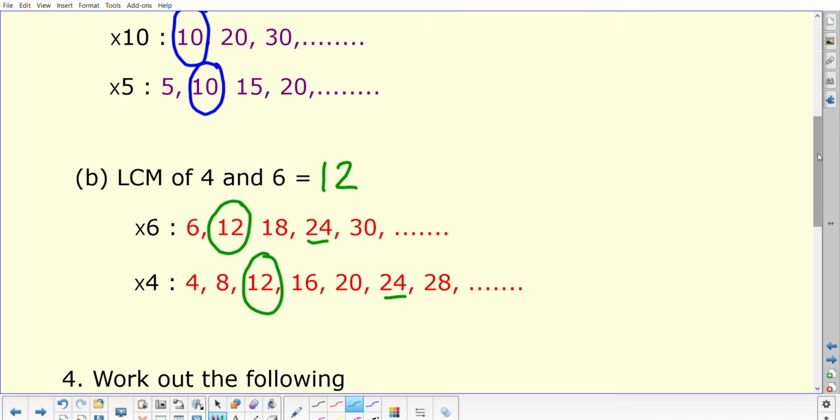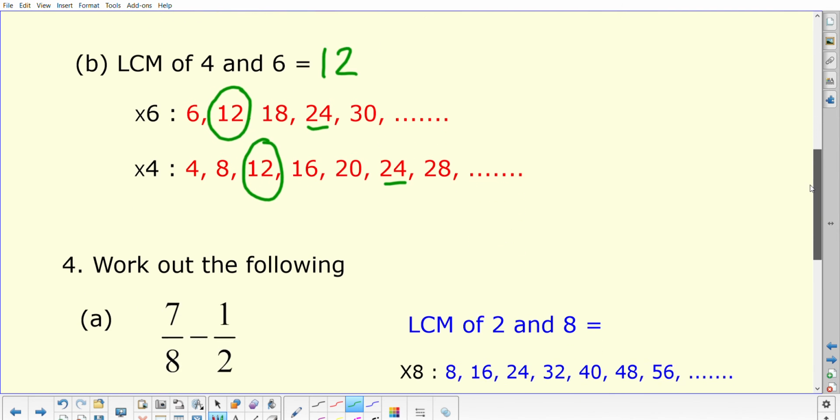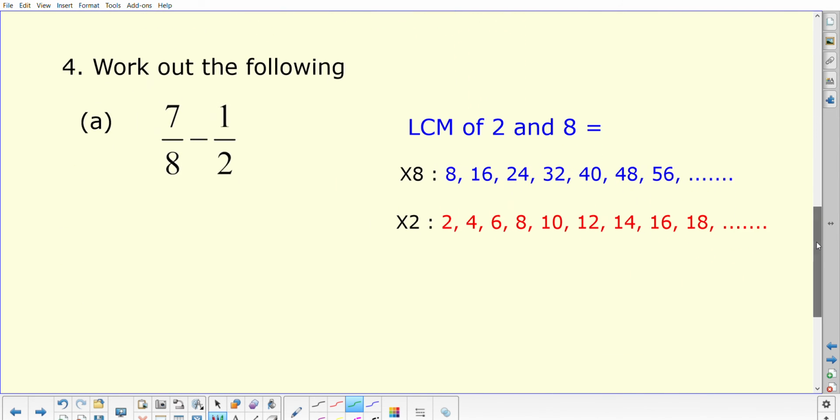So know how to do that, know what we mean by lowest common multiple, because that helps us when we get on to adding and subtracting fractions. And as we know, if the bottom numbers are not the same, we cannot add or subtract the fractions. We need the bottom numbers to be the same. Here we're dealing with eighths and halves, so we need to change the fractions.